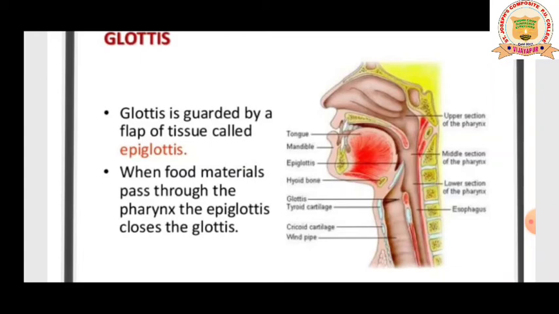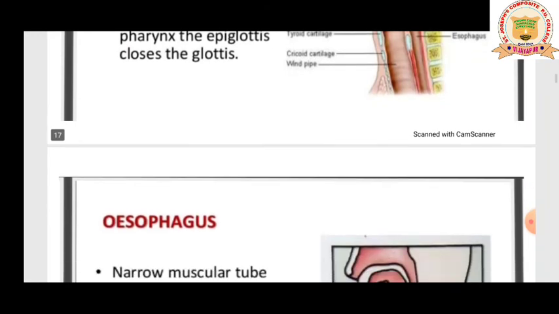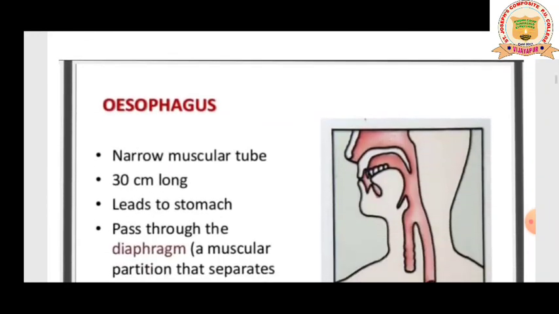When the food material passes through the pharynx, it has to come from the pharynx. So the pharynx is the only passage through which food as well as air will enter. The epiglottis closes the glottis so that food should not enter into the windpipe.